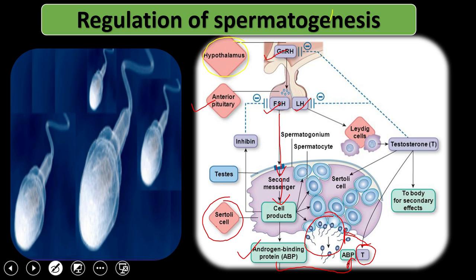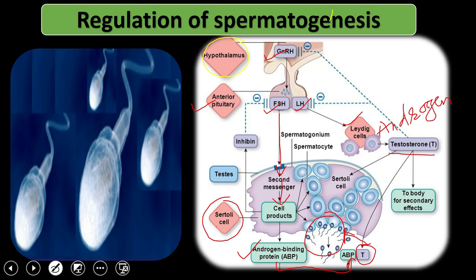Now another hormone, luteinizing hormone, stimulates the Leydig cells, that is the interstitial cells present between the seminiferous tubules, to secrete testosterone hormone, also called androgen. This testosterone is secreted from Leydig cells, but LH stimulates the secretion. Testosterone has multiple roles. Particularly, it leads to sperm production.